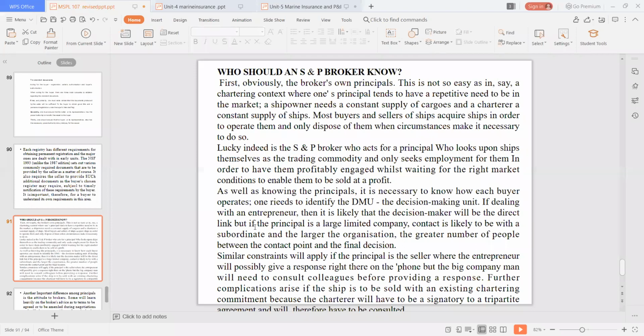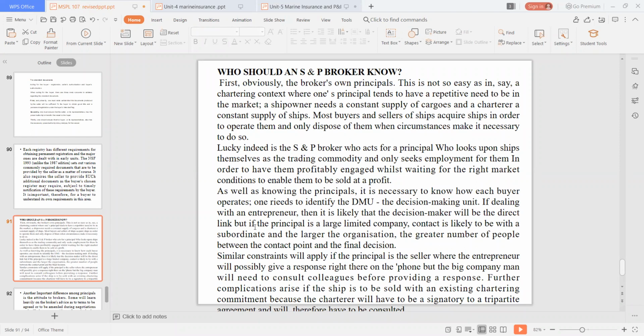Say in a chartering context, one principal tends to have a repetitive need to be in the market. A ship owner needs a constant supply of cargoes and a charterer a constant supply of ships. Most buyers and sellers of ships acquire ships in order to operate them and only dispose of them when circumstances make it necessary to do so. Rarely, indeed, is the S&P broker's principal one who looks upon ships themselves as a trading commodity and seeks only employment for them in order to have them profitably engaged while waiting for the right market conditions to enable them to be sold at a profit.